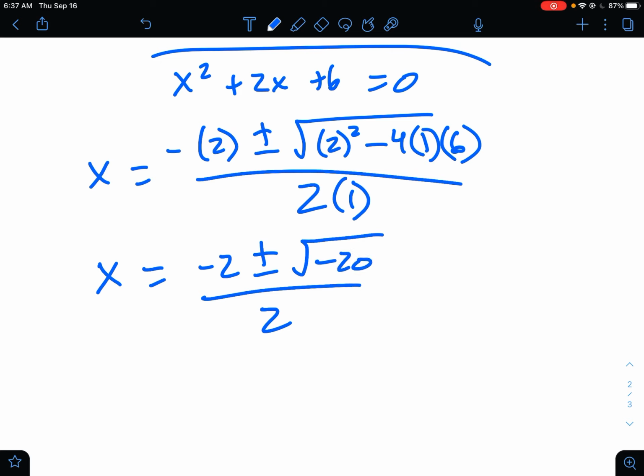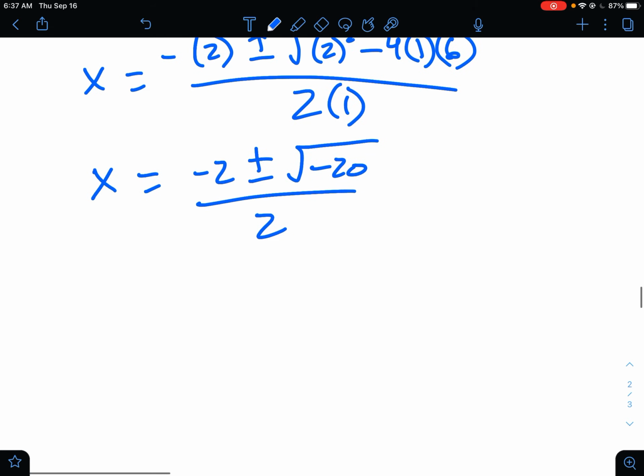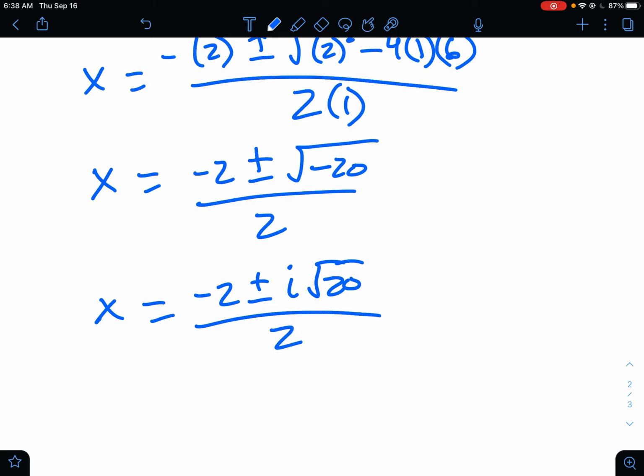But yeah, you could plug that in. That one just had easy numbers on it. Minus 4 times 1 times 6. Okay. Yeah. You get negative 20. And from here, you remember that if you have the square root of a negative, it turns it into an imaginary root. So you can do plus or minus i root 20 over 2.